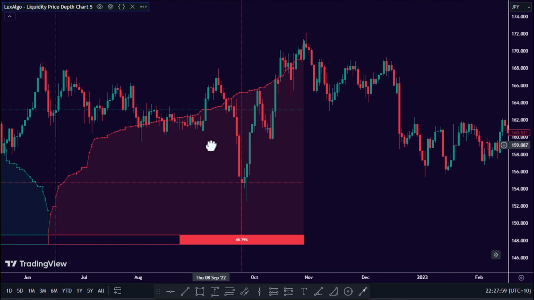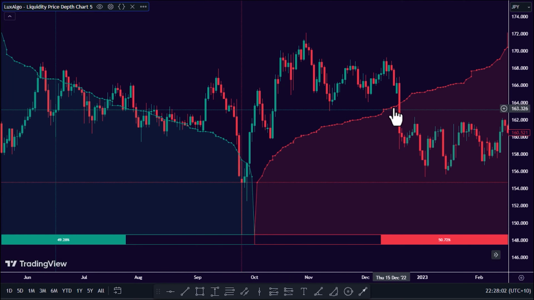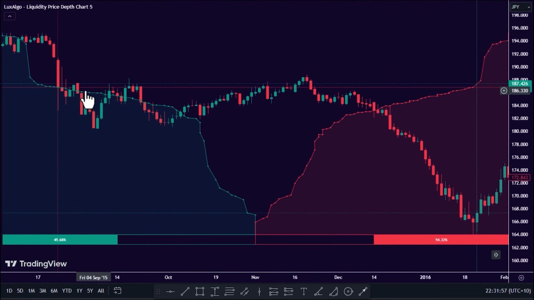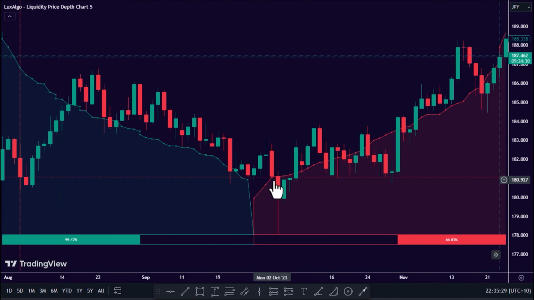Now, let's discuss practical trading strategies using the Liquidity Price Depth Chart. Strategy 1. Confirmation of breakouts. Use the indicator to confirm breakouts. If the price breaks above the green dotted line level and there's a surge in bullish liquidity, it adds conviction to the bullish breakout. Conversely, if there's a lack of liquidity, it might be a false breakout. Likewise, if the price breaks below the red dotted line level and there's a surge in liquidity to the downside, it adds conviction to the bearish breakout. Conversely, if there's a lack of liquidity, it might be a false breakout.